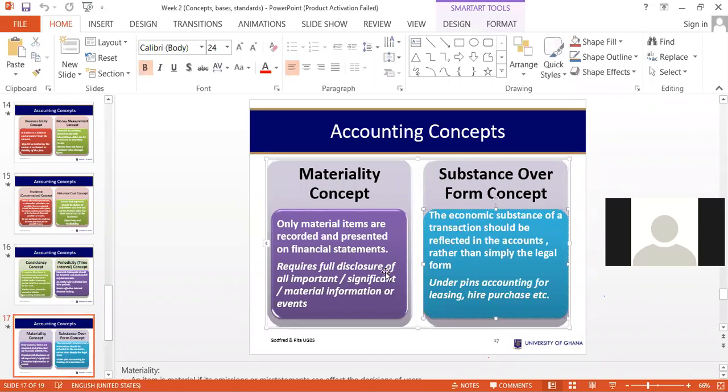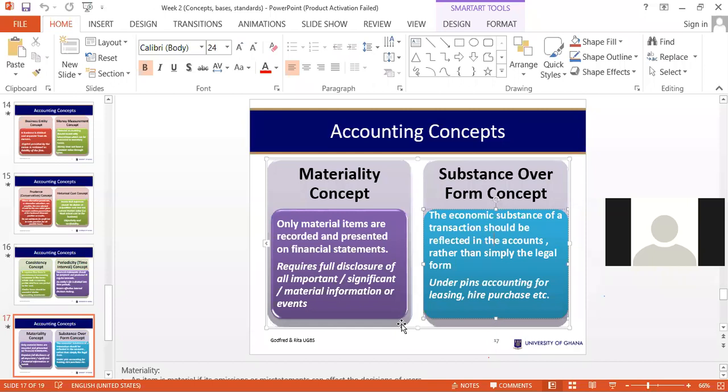Okay, now the substance over form concept suggests that sometimes we look at the economic substance, the economic circumstances of the transaction and not the legal. We know that every transaction must have a contract, especially where there are big transactions, to enable us prepare, to enable us record. But there are certain times where the economic circumstances require that we should record it. And I'll give you a typical example.